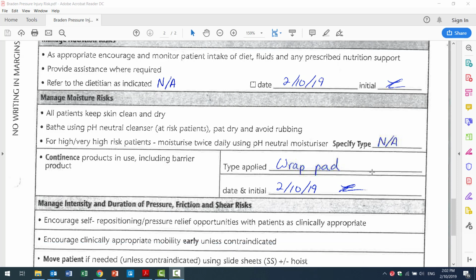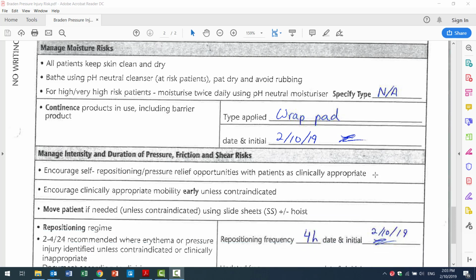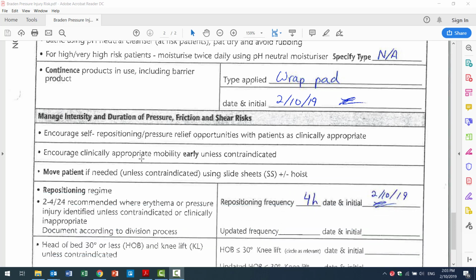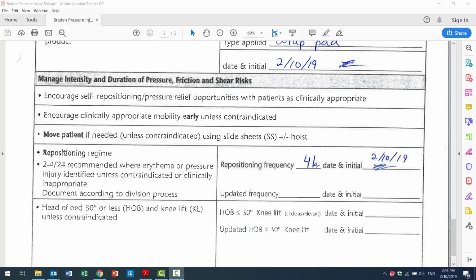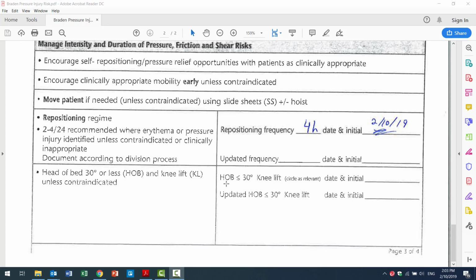The nurse has documented the type of continence products used and when they were initiated. And then there's just some more information in terms of how frequently the patients should be repositioned and if that needs to be changed if the patient's condition deteriorates. And that is it for these 2 pages regarding the Braden risk assessment.